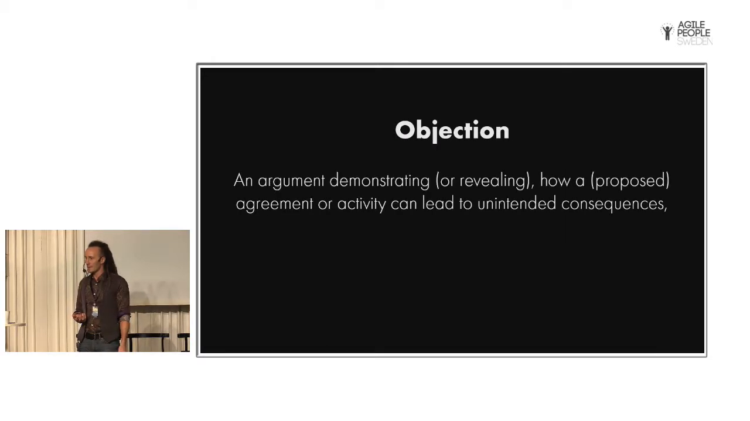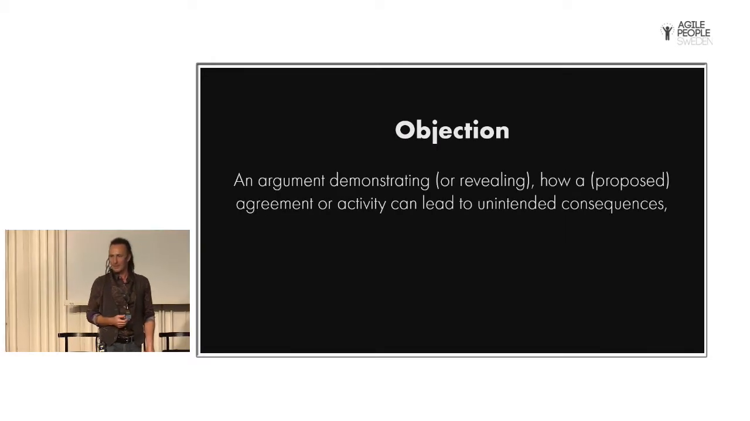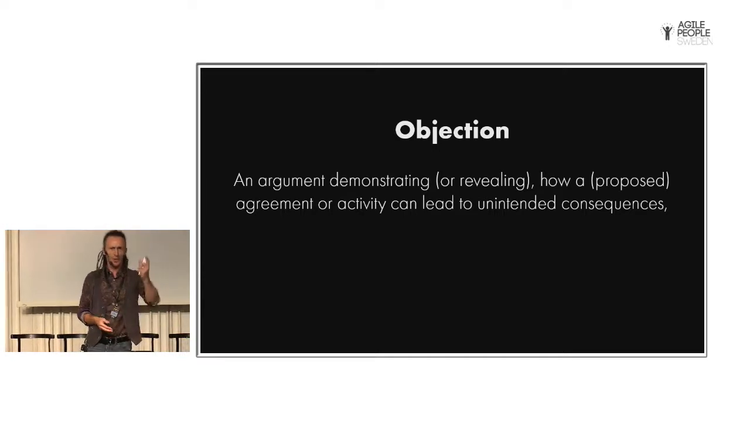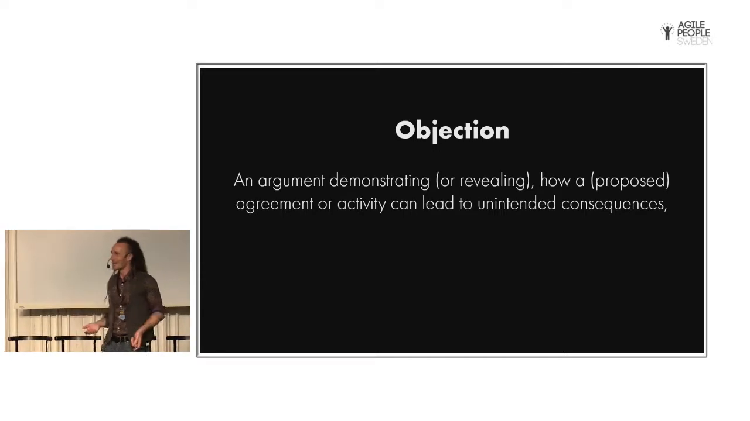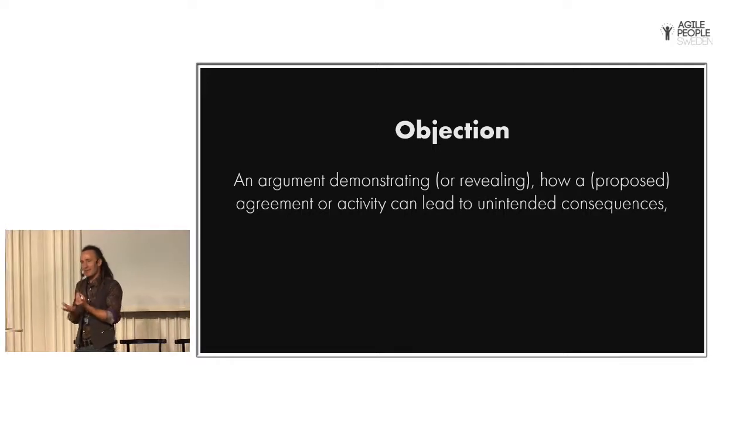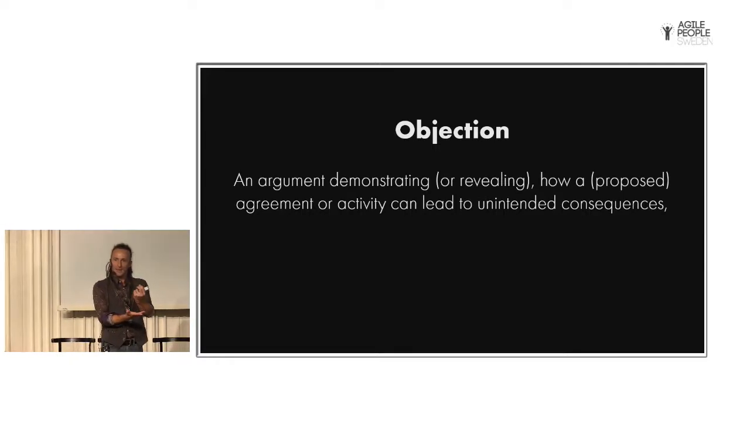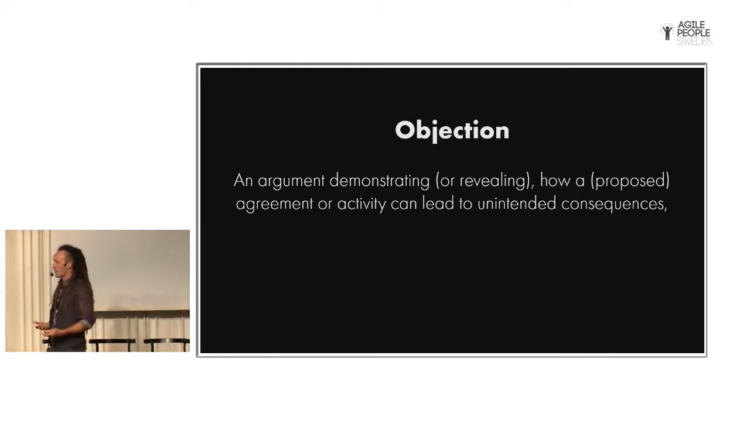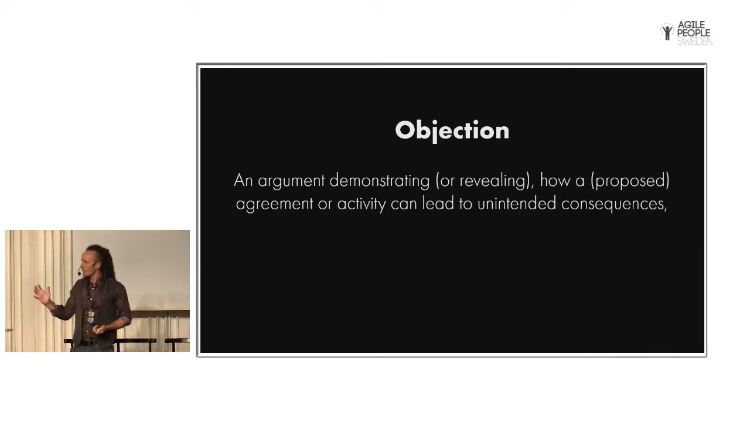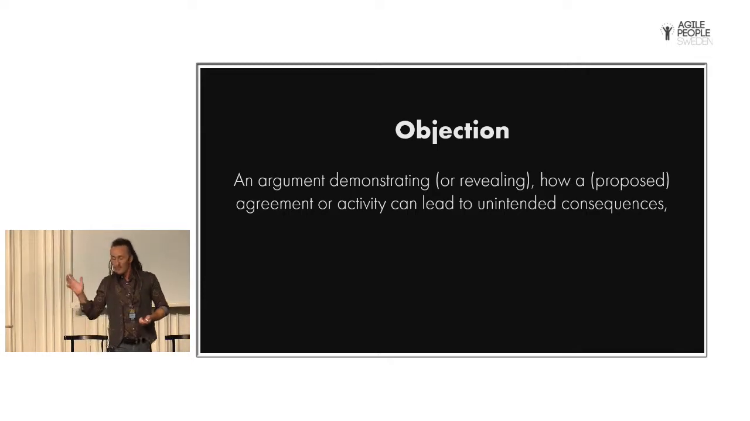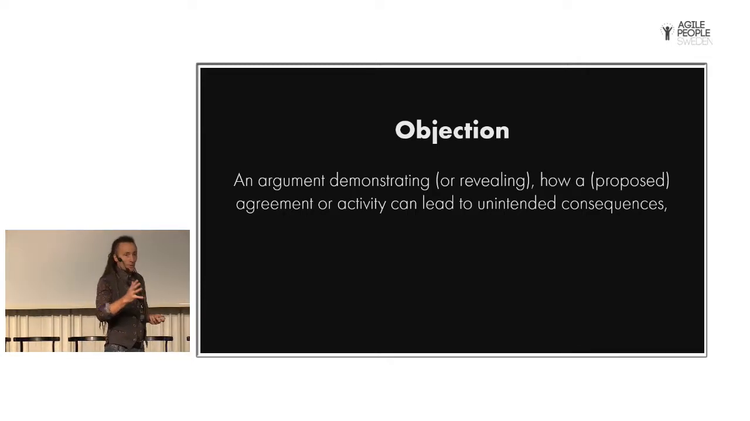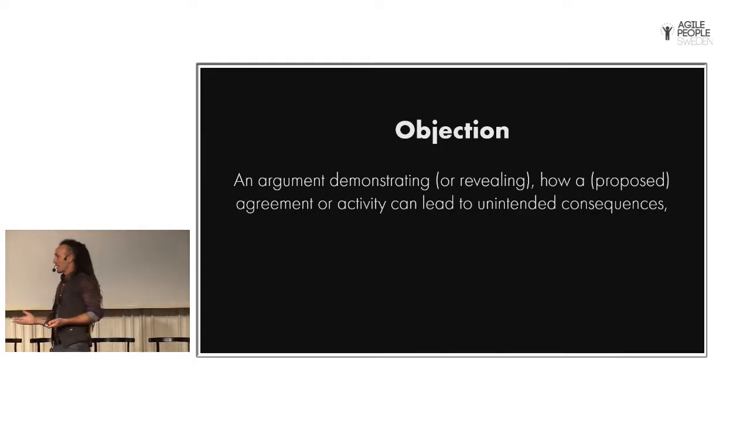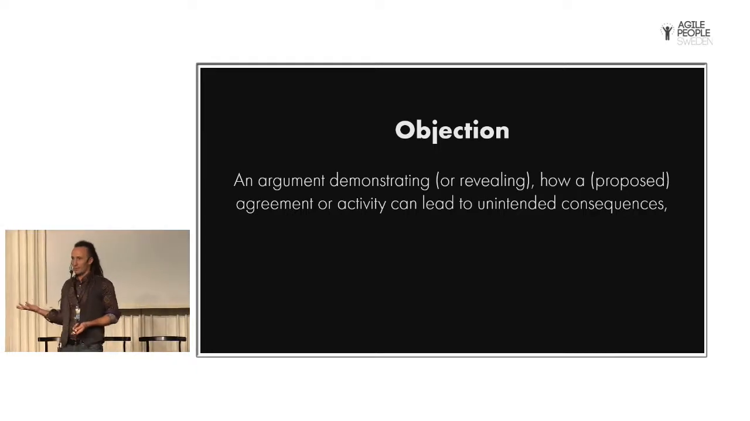So it's an argument. We don't teach our kids how to argue. We say, stop arguing. It's like, what? Argument, like in the sense of arguing for why something might be the case, and being able to do that in a concrete and clear way for people. An argument that demonstrates or reveals how an agreement or a proposal or some kind of activity is leading us to unintended consequences. If you carry on like that, it's going to be really bad, and here's why. Or it might be, and we don't want to risk it.